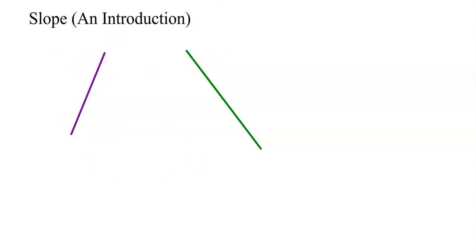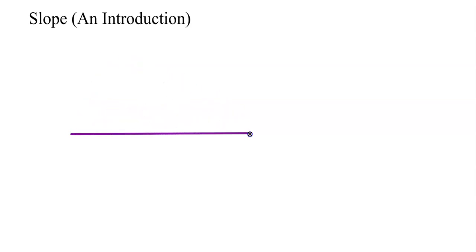And I just want to show you a couple special cases with slope. Let me delete one of these lines here. Let's say we have this purple line right here. And it's just perfectly horizontal, it's flat. Do you think this slope would be positive or negative? And this is a special situation. Well, this is neither positive nor negative.